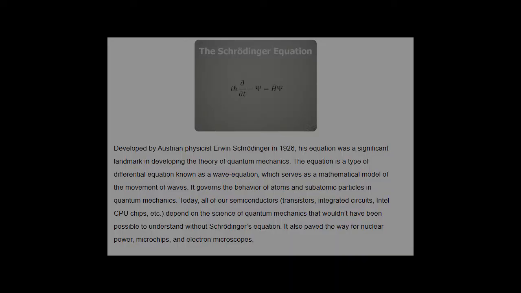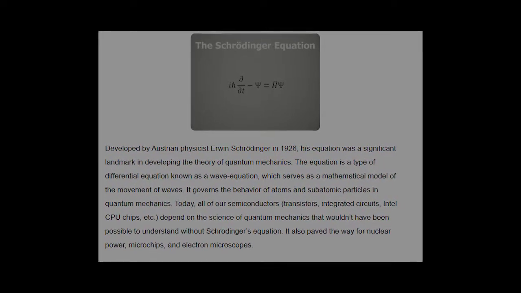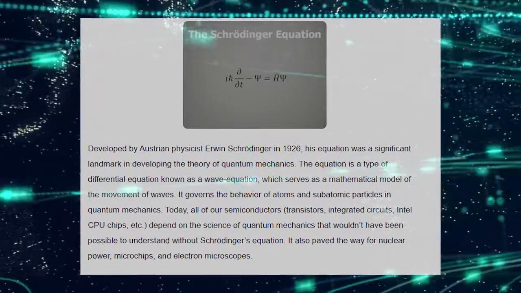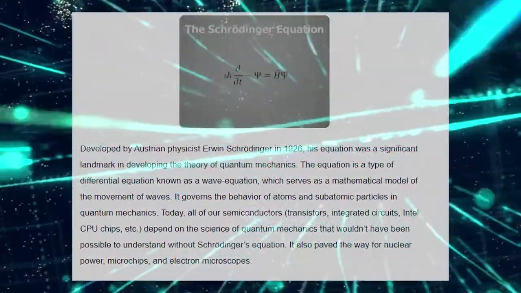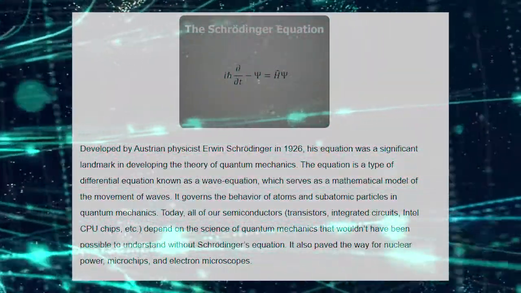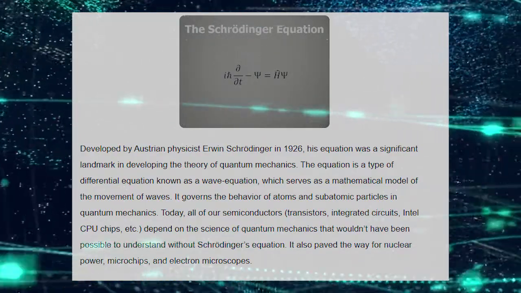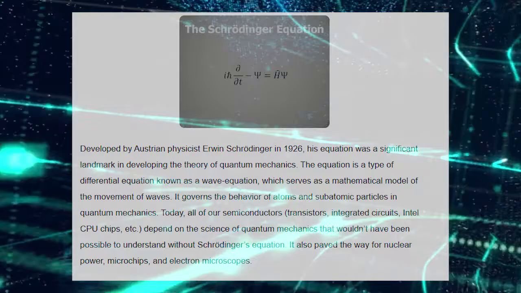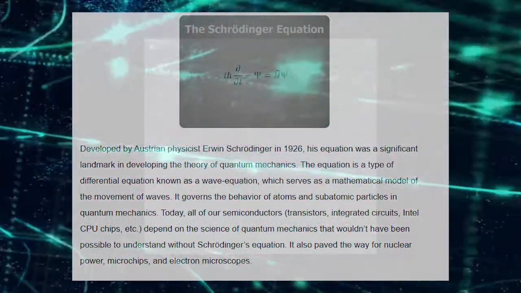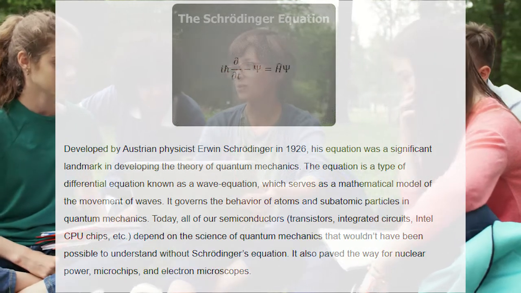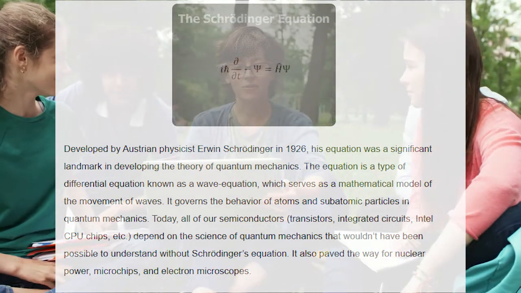Schrödinger equation. Developed by Austrian physicist Erwin Schrödinger in 1926, his equation was a significant landmark in developing the theory of quantum mechanics. The equation is a type of differential equation known as a wave equation, which serves as a mathematical model of the movement of waves. It governs the behavior of atoms and subatomic particles in quantum mechanics.